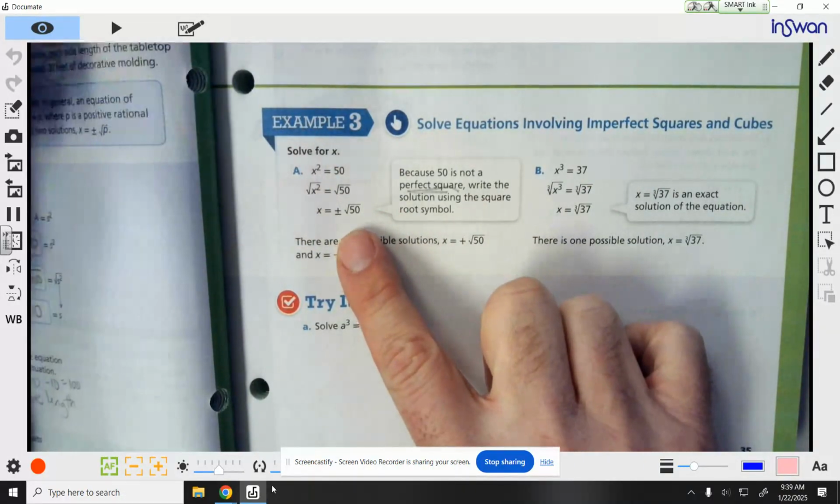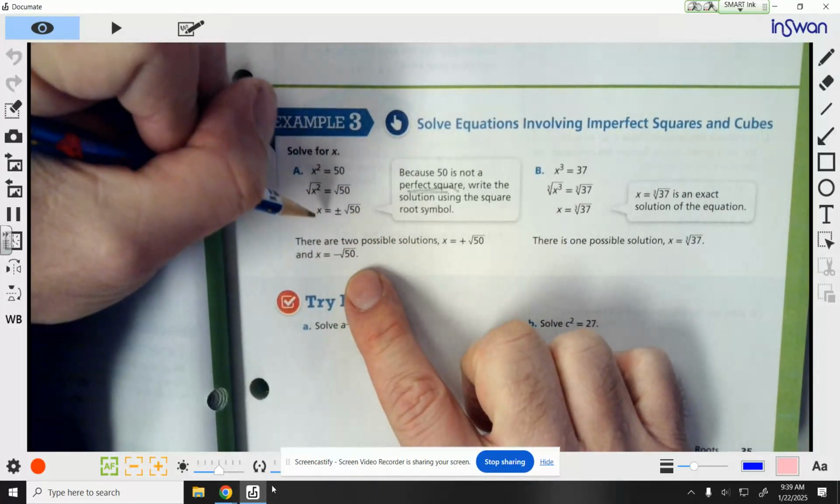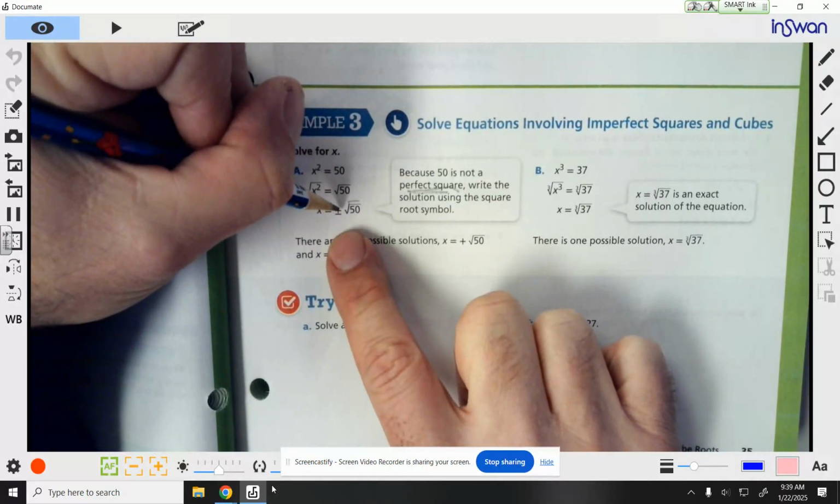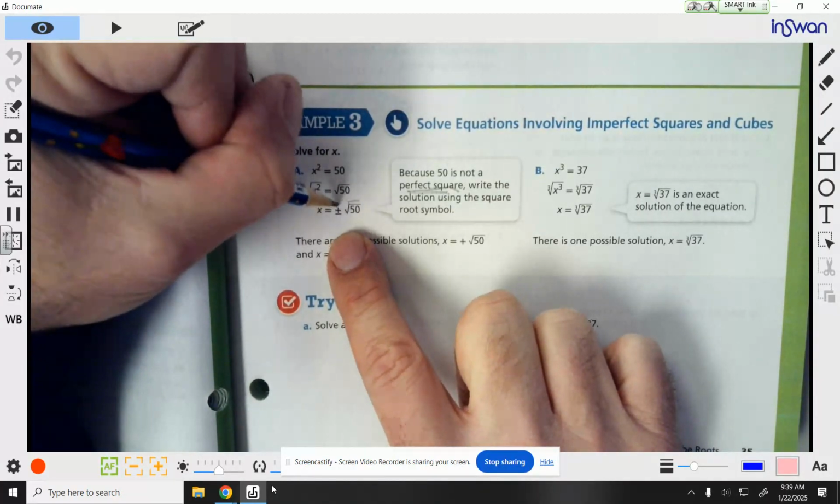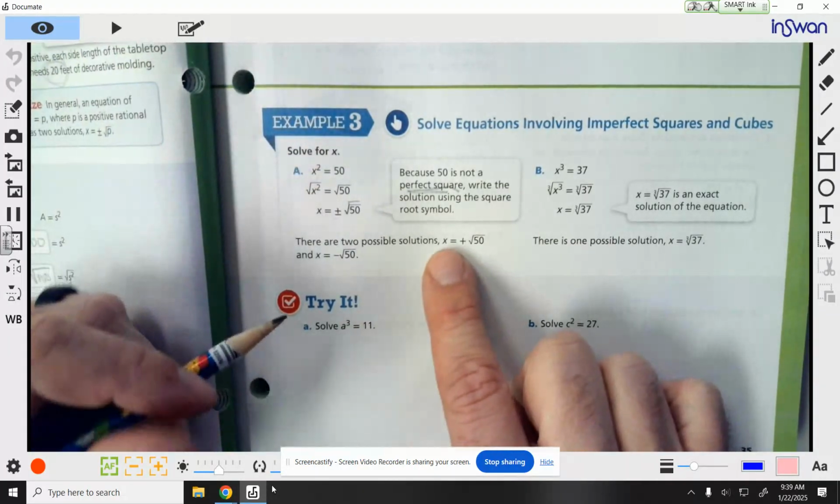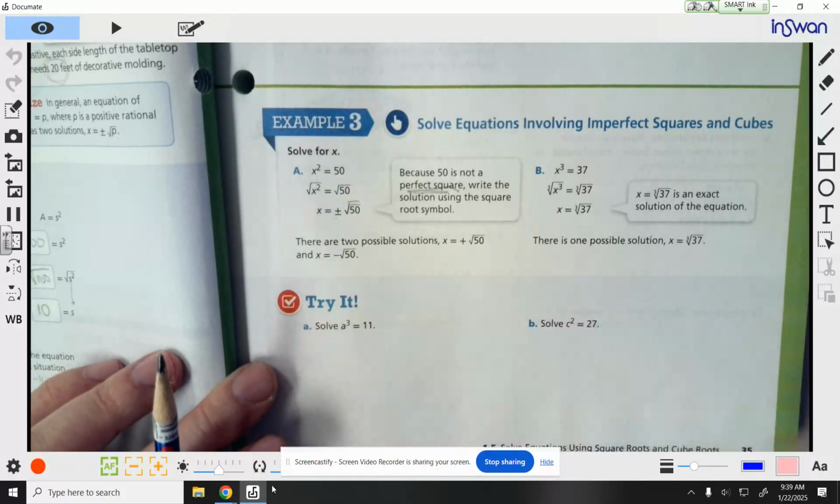Because this does not simplify down to a whole number answer, they say your final answer is the square root of 50, but again, it can be a positive, it can be a negative. It's got two answers. So the answer to x squared equals 50 is going to be positive square root 50 and negative square root 50.